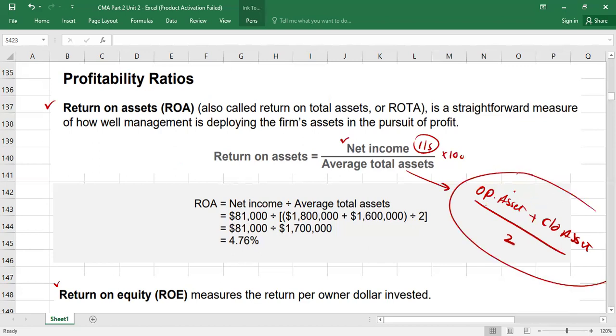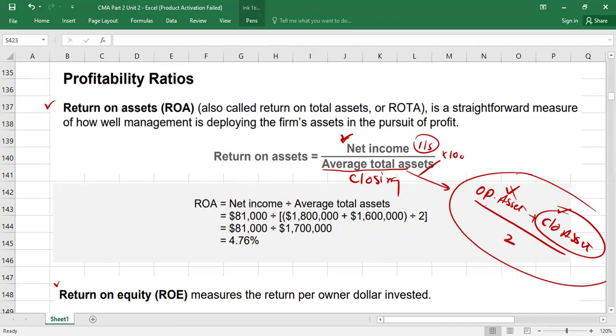Please make sure if opening assets are not given, then you don't need to get the average. Just simply divide by your closing assets. So what is the formula? Net income divided by average total assets or closing assets. If opening and closing assets are given, then take the average. If only closing is given, just use the closing, and don't calculate the average. Net income divided by average total assets or closing assets, multiplied by 100. So this will give you the answer in percentage.